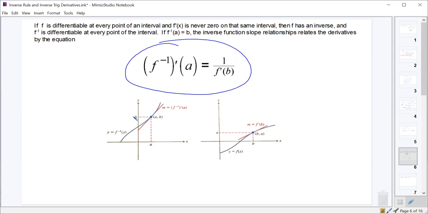So before we get into why this works, let's think about what we know about inverse functions. For example, let's say we have a function that has the point 2, 3 on it.